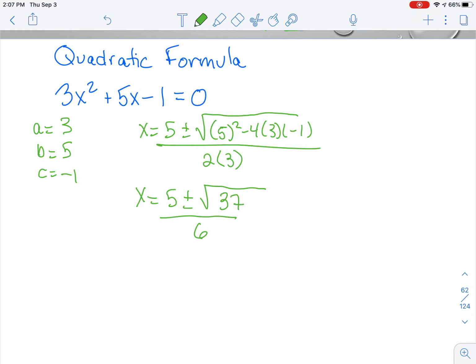So this would be the exact form. It's a question answer for the exact answer. It's not a decimal approximation. However, like I mentioned before, it'd be nice to confirm the decimal to know that that exact answer is correct. 37 cannot be simplified with radicals. That's a prime number. So there's no perfect squares hiding in that.